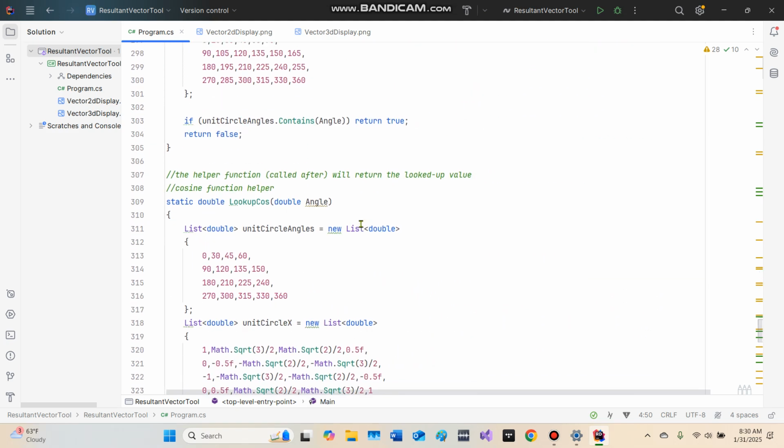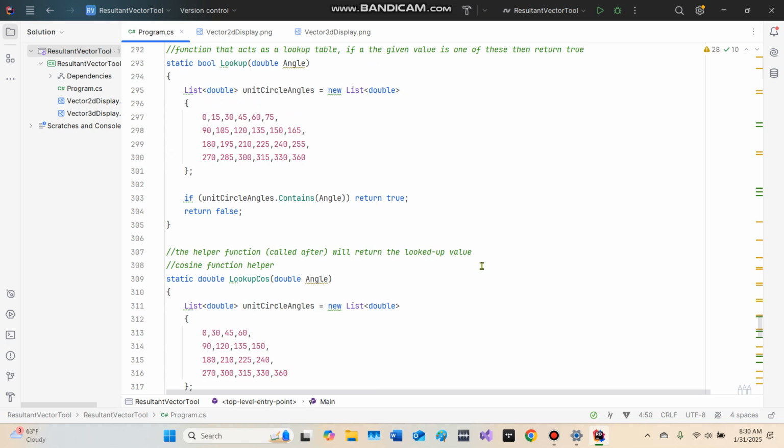This new version also has a 3D calculator, so you can give it 3 vectors, where each vector has 2 angles and a magnitude, which will allow you to calculate 3D vectors, which is great.